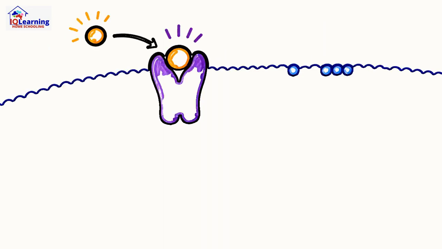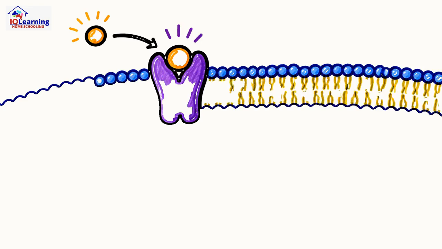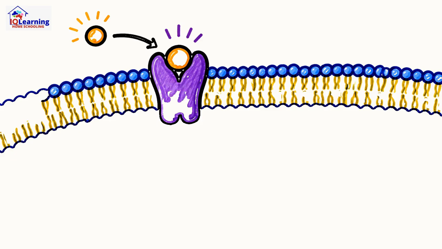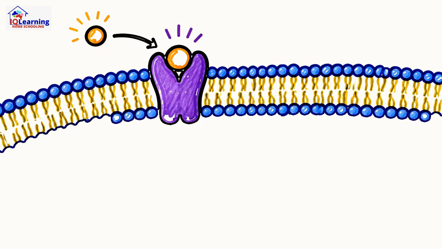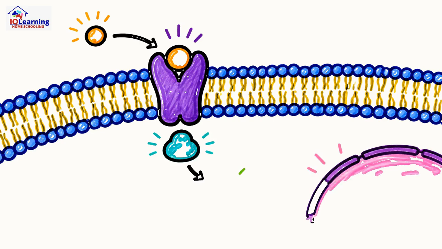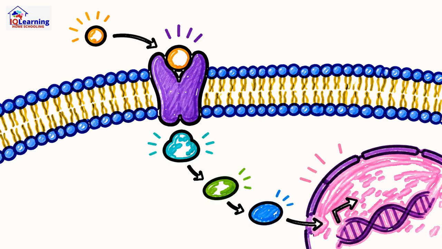Beyond just transport, the membrane is a communication hub. Receptor proteins act like antennas, catching signals from hormones or neurotransmitters. This triggers a cascade of events inside, telling the cell how to respond to its environment.